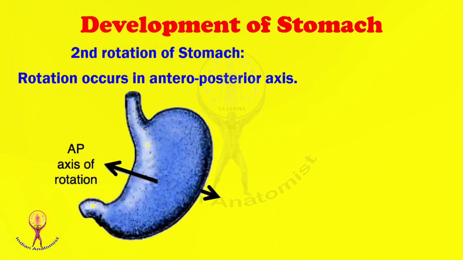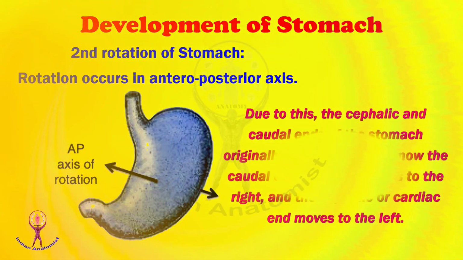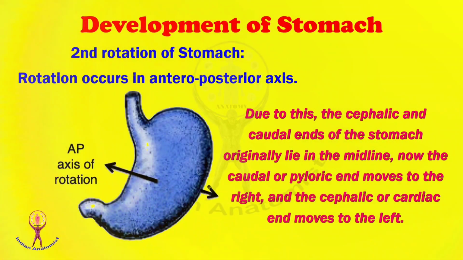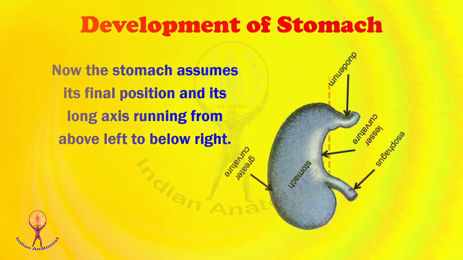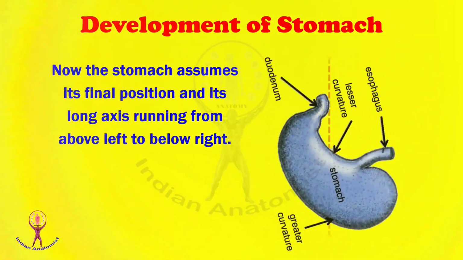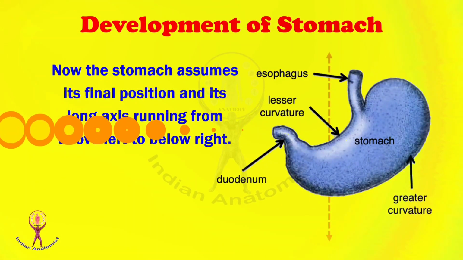Now, the second rotation of the stomach. This rotation always occurs in the anteroposterior axis. Due to this, the cephalic and caudal ends of the stomach originally lie in the midline. Now the caudal or pyloric end moves to the right, and the cephalic or cardiac end moves to the left. Ultimately, the stomach assumes its final position, and its long axis runs from above left to below right.